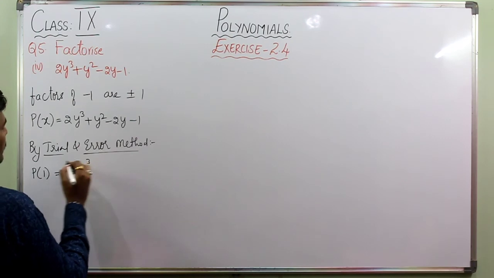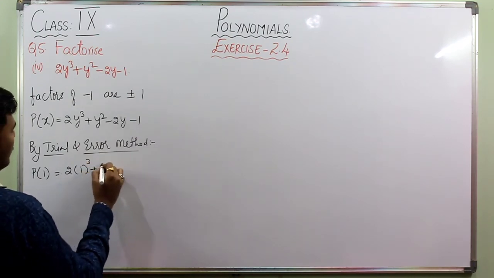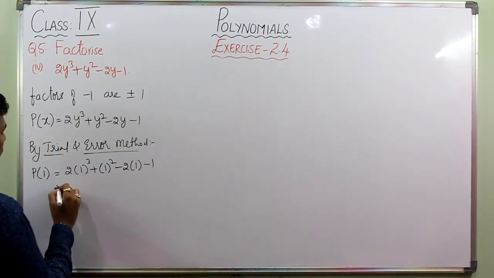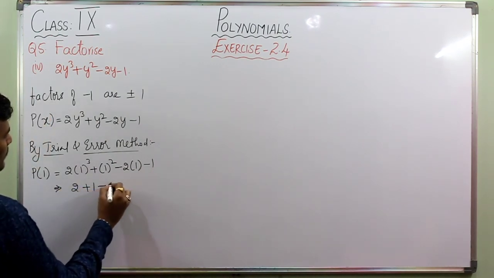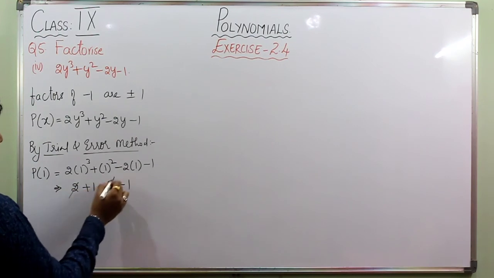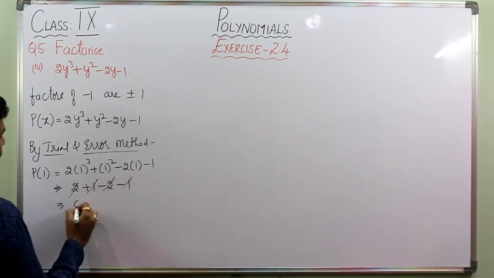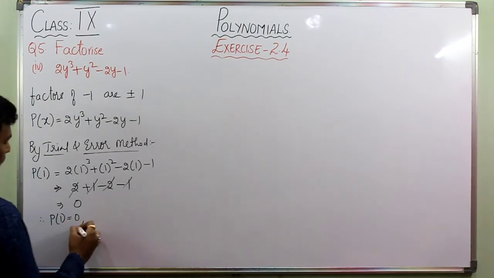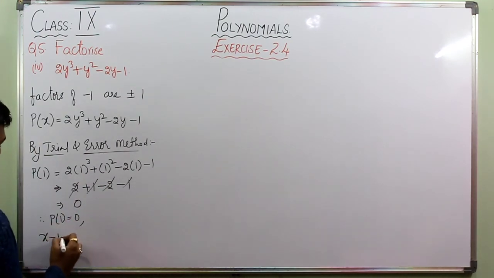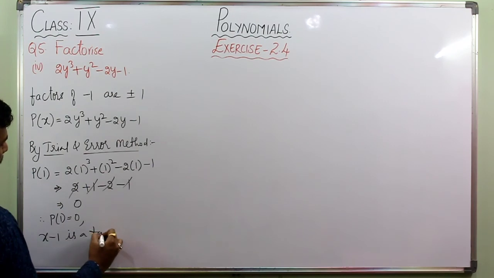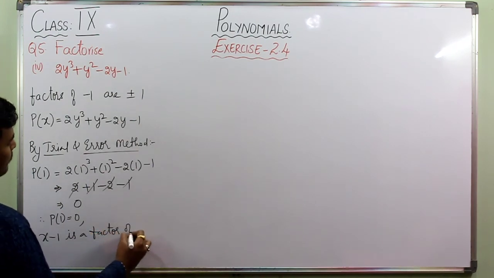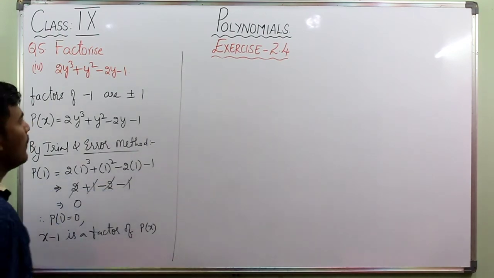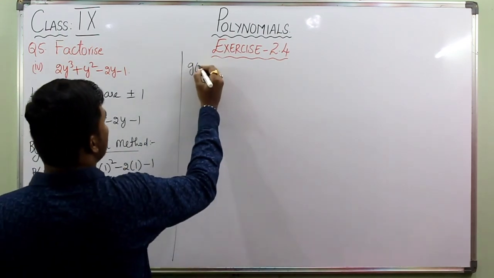So 2 into 1 cube, 1 square, 2 into 1 minus 1, then this will become 2 plus 1 minus 2 minus 1. Cancel, cancel, we are left with 0. So therefore p of 1 is equal to 0, then automatically y minus 1 is a factor of p of y. So if this is a factor, we have to consider this as g of y now.